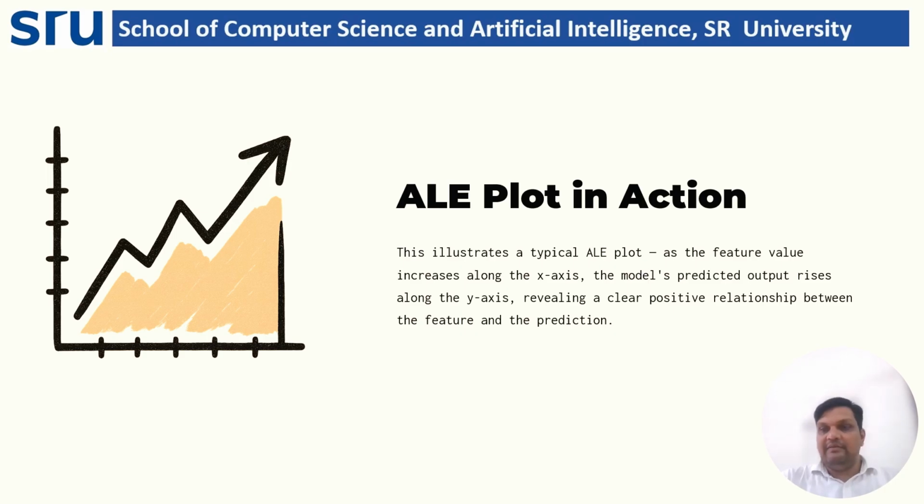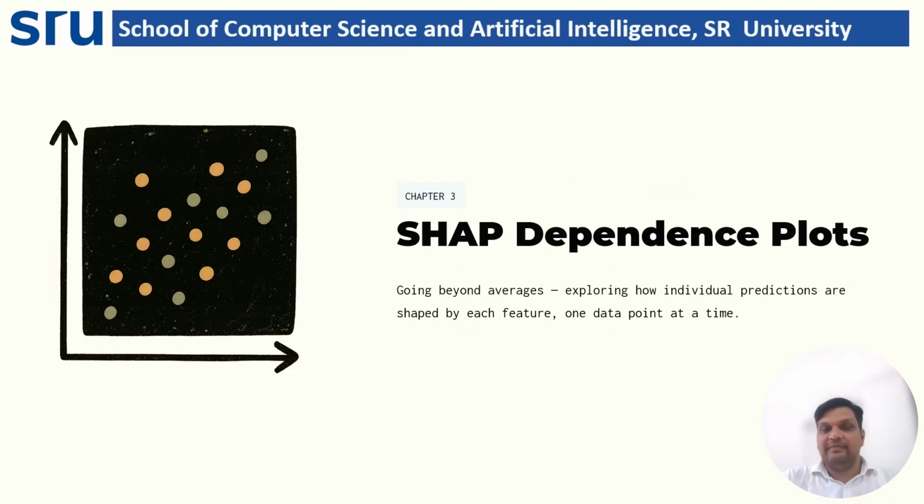ALE plot in action. The figure shows a typical ALE plot. What it means: as the feature's value increases along the x-axis, the model prediction output rises along the y-axis, revealing a clear positive relationship between the features and the predictions. So we can say here, as the feature increases, the prediction also increases, showing a clear positive relationship.